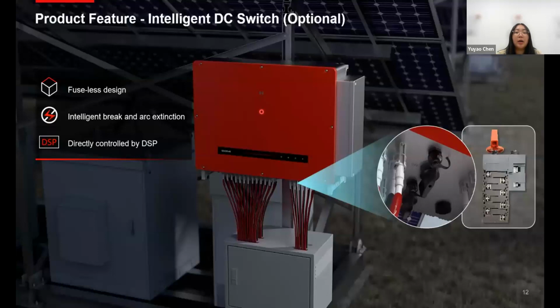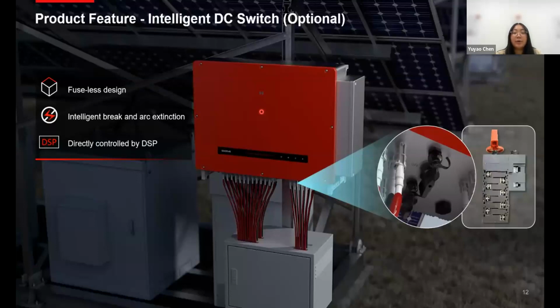And then on top of that, we also have some features that may be optional. For example, this one is the intelligent DC switch. For our UT series, it is optional. With this intelligent DC switch, we finish the fuseless design. Because for our UT series, the maximum strings per MPPT is 2 strings, so we will have the fuseless design anyway.